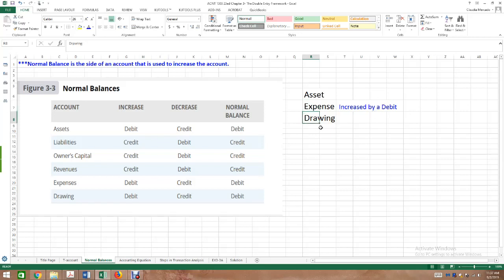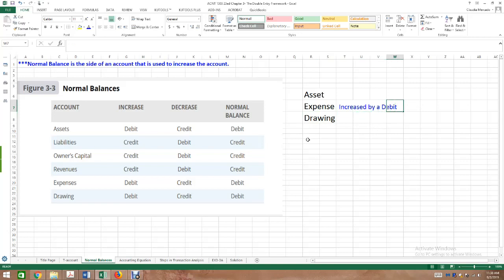Drawing is when an owner of a business takes money out of the business. So I'm the owner of ABC company and I'm going to withdraw $1,000 for my personal use. When I make a withdrawal or a drawing, I am going to increase that drawing account by a debit.